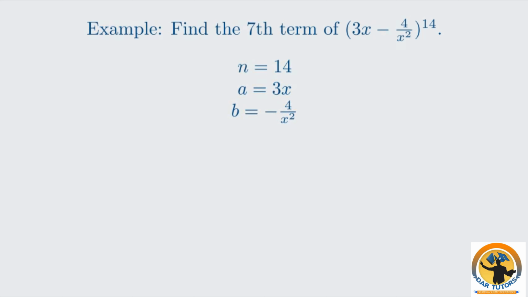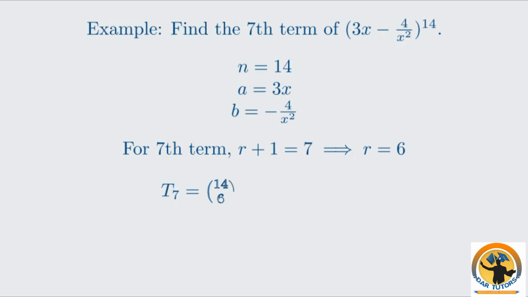Remember that the general term formula is t sub r+1. So if we want the seventh term, r+1 must equal 7, which means r must be 6. Now we substitute these values into the general term formula. T_{r+1} = n choose r, a^(n−r), b^r. The seventh term is 14 choose 6 times (3x)^(14−6) times (−4/x²)^6.